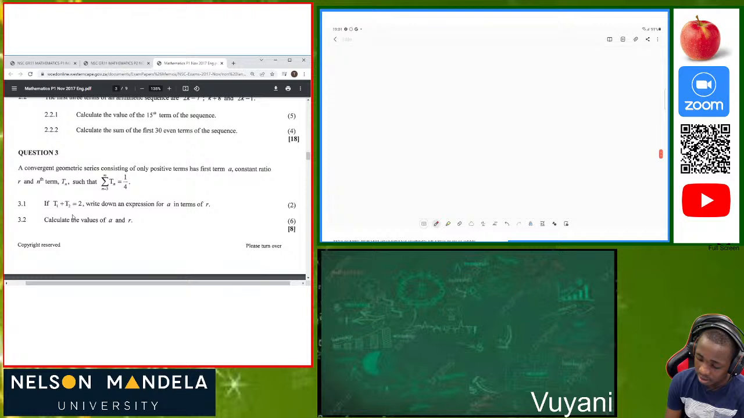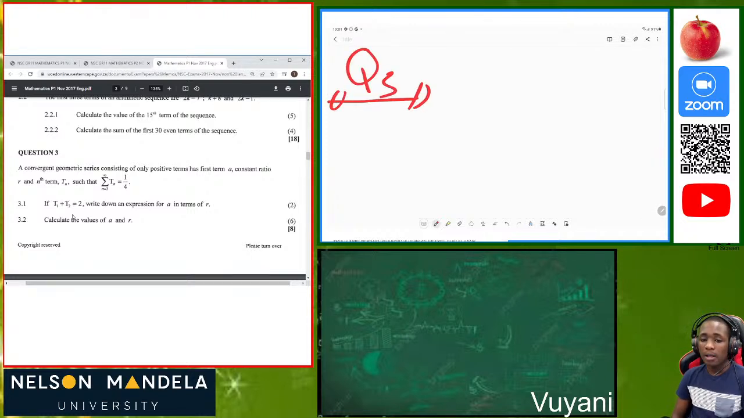Question 3. These are the last 2 questions which we have for the day. Okay, so on question 3, a convergent geometric series consisting of only positive terms has the first term a, a constant ratio r, and the nth term tn, such that the sum to infinity, don't forget that this is the summation, the sigma notation. So they're saying the sum to infinity of tn is equal to 1 over 4.